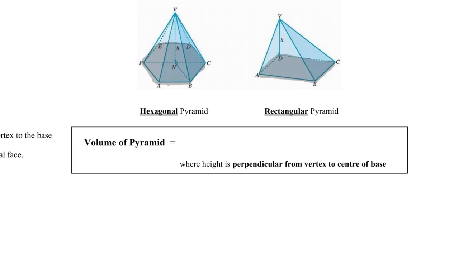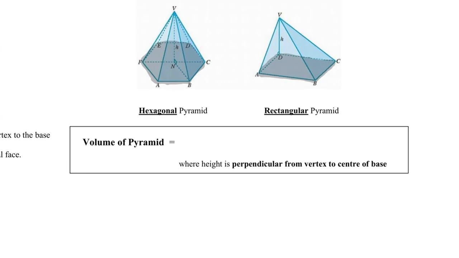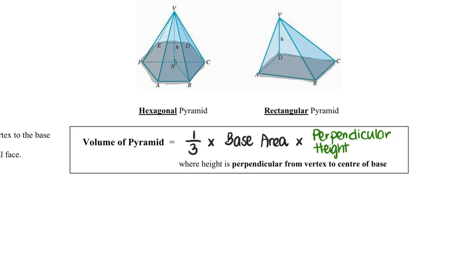And the last thing to take note, how then can we find the volume of a pyramid? Please remember it is 1/3 of the base area times the perpendicular height of the pyramid. Okay, the green color one.